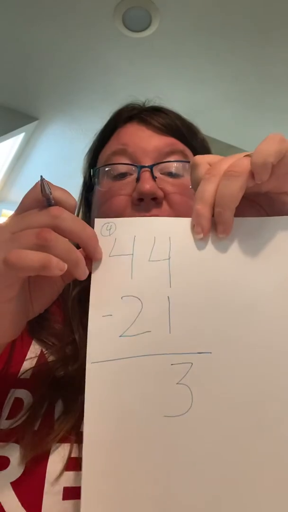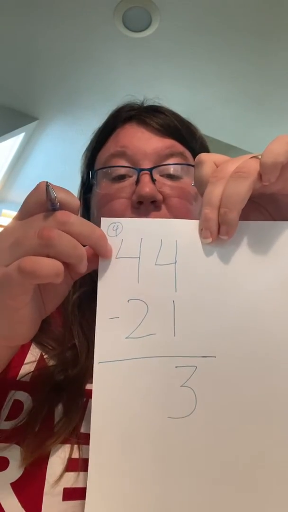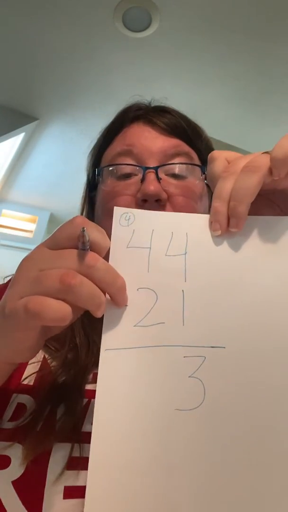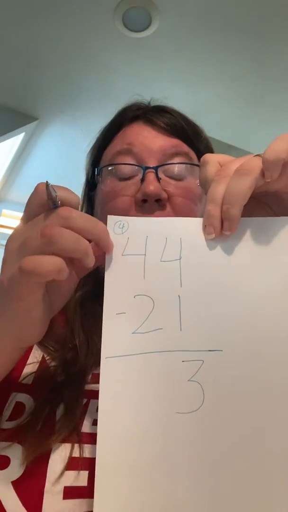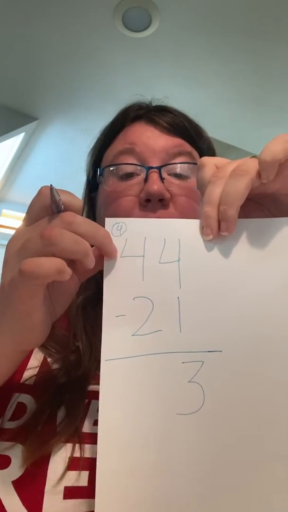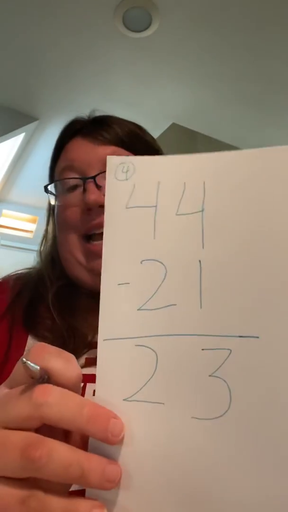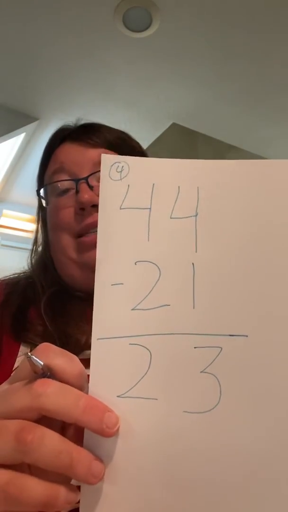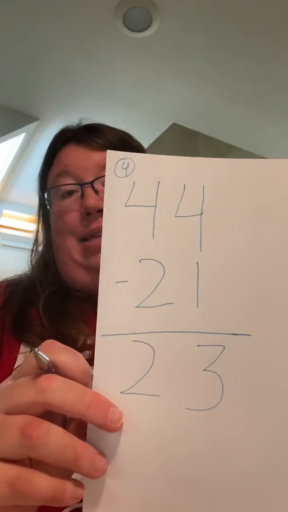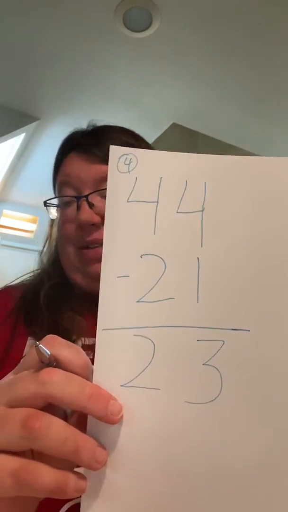Now, let's subtract from our tens column. If we have 4 and we take away 2, how many do we get? 4 minus 2 equals 2. How many apples does the cafeteria have now? 23. And Noah has a belly full of apples.